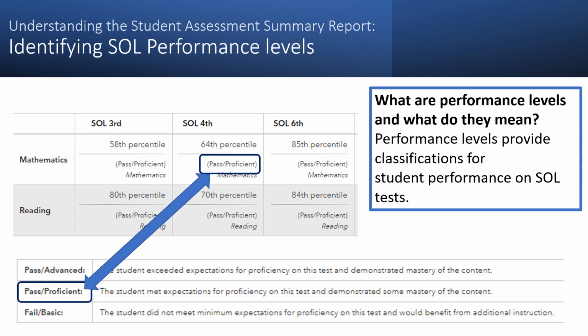As you can see here, in the understanding of what the performance levels mean, the Pass Proficient is identified on the chart beneath the state percentile.